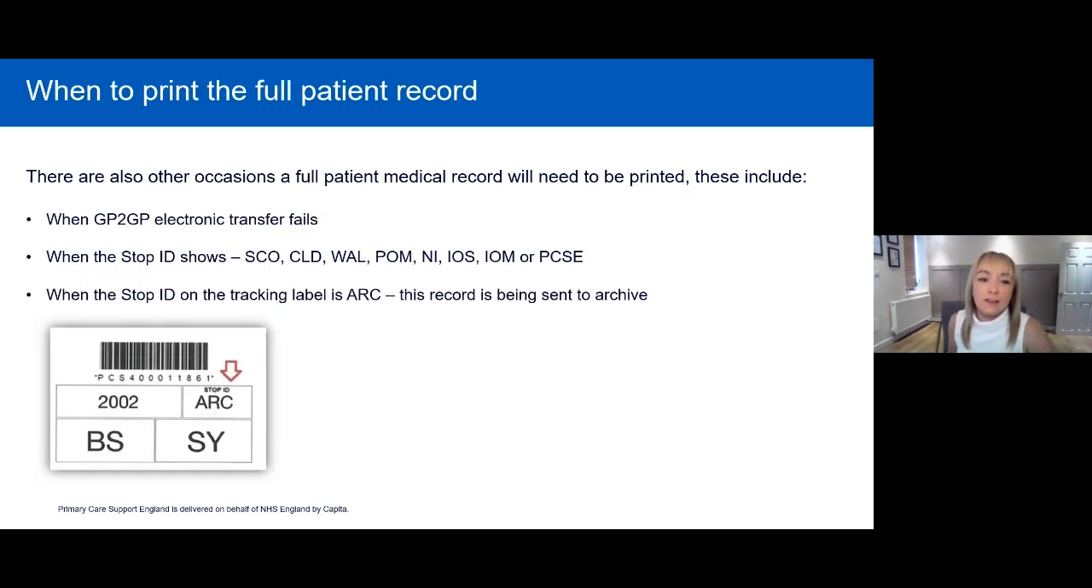There are some other occasions where a full patient medical record would need to be printed. This will be, for example, if a GP to GP electronic transfer fails, when the stop ID shows all those abbreviations I've just mentioned. So you've got Scotland, Wales, Northern Ireland, I think there's Isle of Wight on there, and sometimes it will also say PCSE, which would indicate that it's going into PCSE central storage. And then you've also got ARC, which is going to archive. So when you do receive a label, it's good practice to check those areas to see if it does need to be printed and sent with your Citisprint delivery.